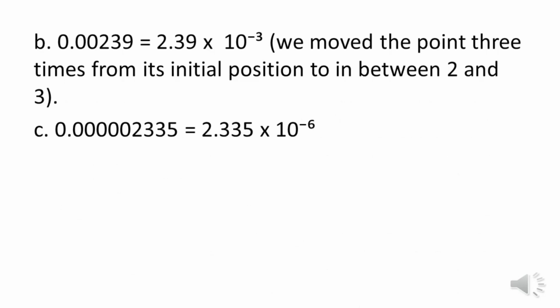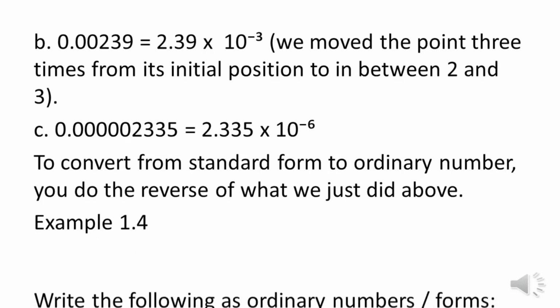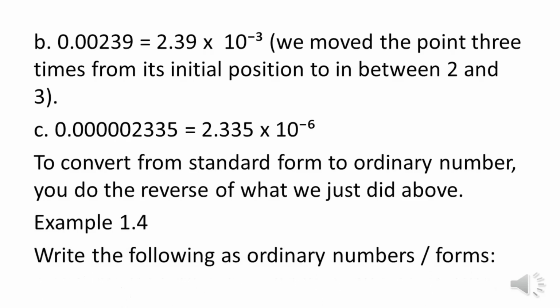B. 0.00239 equals 2.39 times 10 raised to power minus 3, we moved the point 3 times from its initial position to in between 2 and 3. C. 0.00002335 is equal to 2.335 times 10 raised to power minus 5. To convert from standard form to ordinary number, you do the reverse of what we just did above.